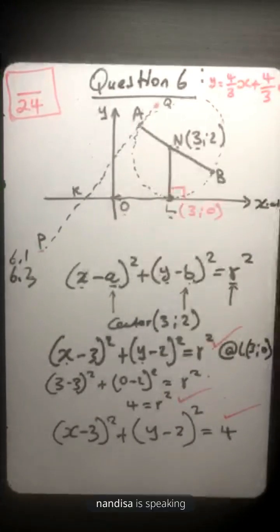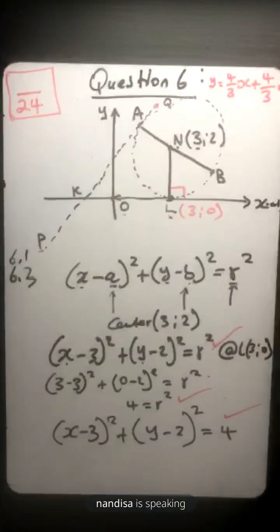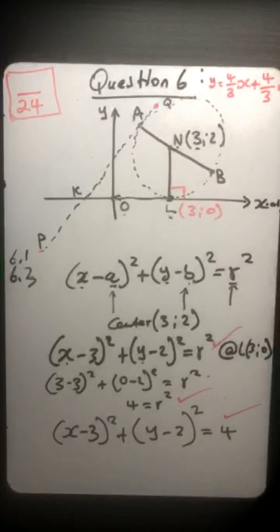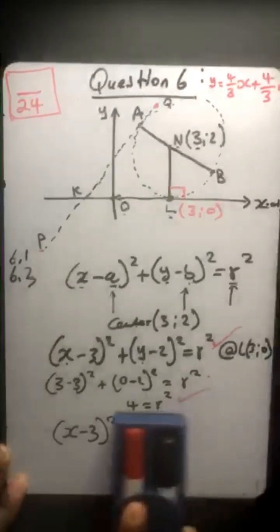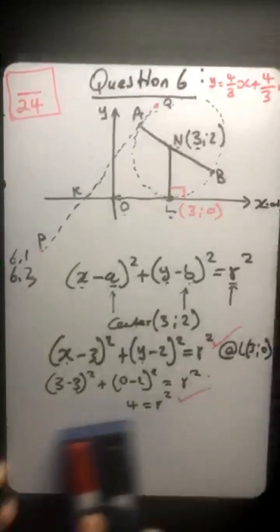So I have a question. If you leave it as r squared is equal to 4, do you not get the full marks? No. Why do you... No.